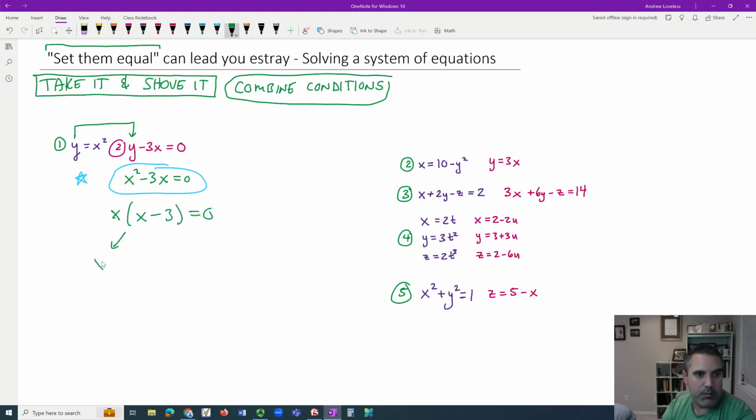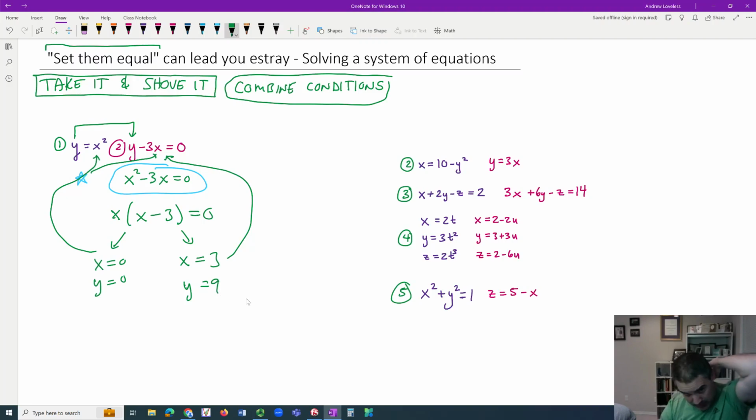This leads to two possibilities: x equals 0 or x equals 3. And then you go, where do I plug it in? You plug it in everywhere. So you're going to plug in a 0 here. You're going to plug in a 0 here, and you get y has to be 0. You're going to plug in a 3 here. You're going to plug in a 3 there. Try them both. You get y is 9. There are two intersections. And that should make sense.